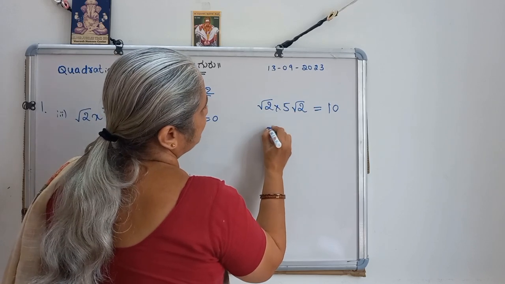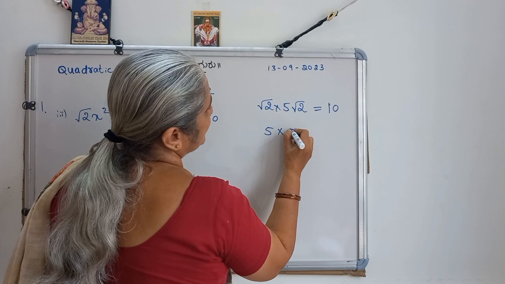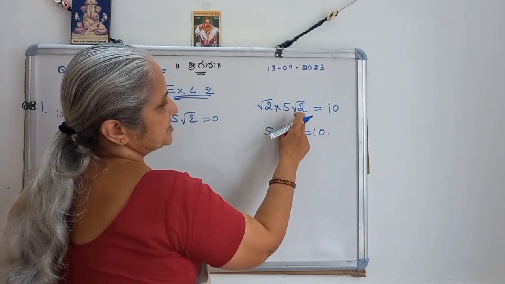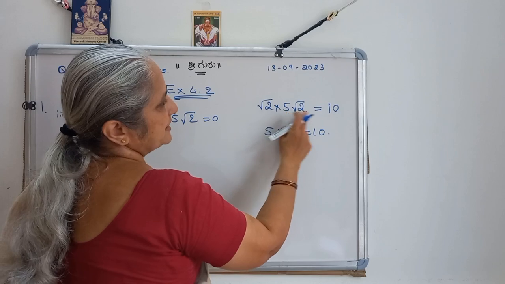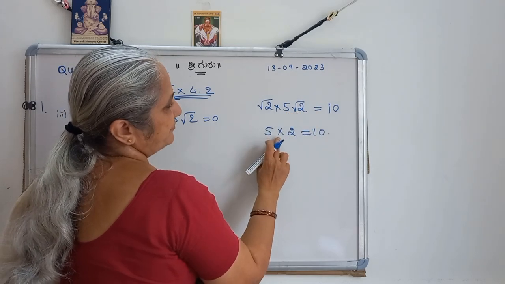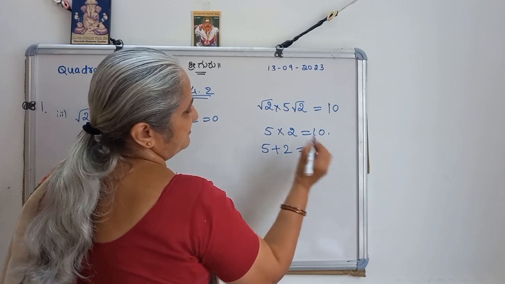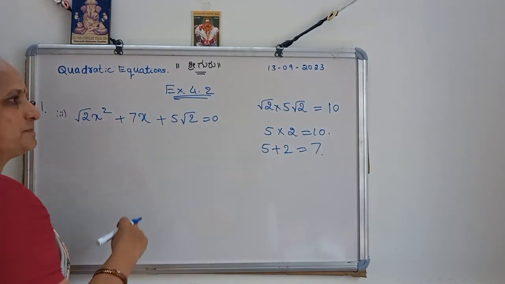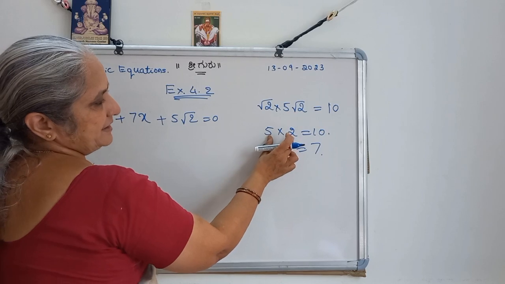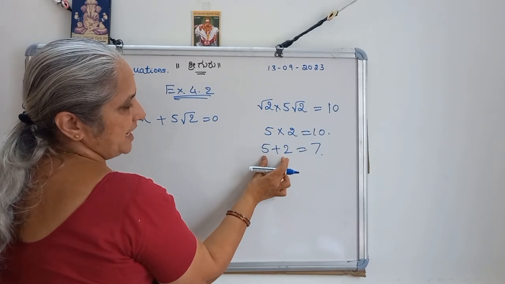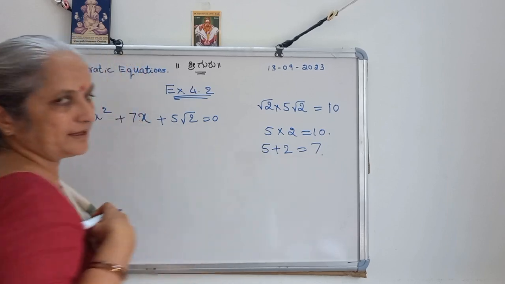Root 2 into root 2 is 2. 5 into 2 is 10. Therefore, 5 into 2 is 10 and 5 plus 2 is equal to 7. ये दो फैक्टर का मल्टीप्लाई करने से हमें 10 मिलता है. ये दो फैक्टर्स को ऐड करने से हमें 7 मिलता है.